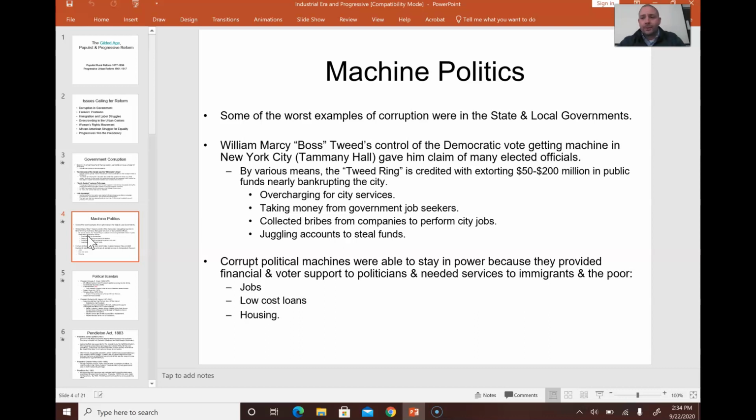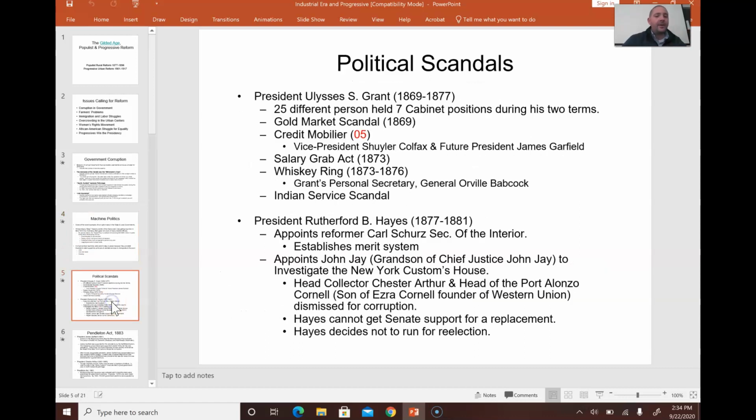You obviously can see that this is going to lead to political scandal, and there's just a ton of political scandal that riles the end of the 1800s underneath President Ulysses S. Grant. So Ulysses S. Grant was a pretty good president in terms of what he intended to do, but he surrounded himself with really corrupt folks. And you have other examples as well.